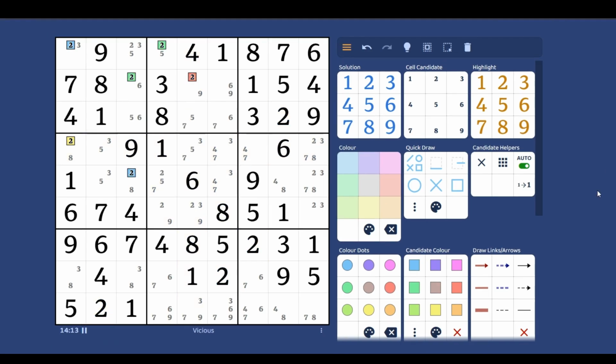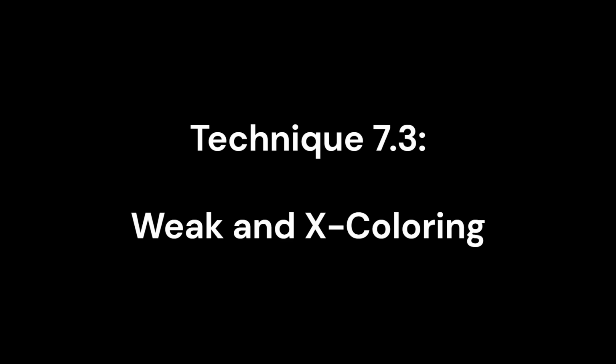So in multicoloring, if your two clusters see each other, you could eliminate any parities that see both ends of another parity, and you could eliminate any candidates that force mutually exclusive parities to be together.